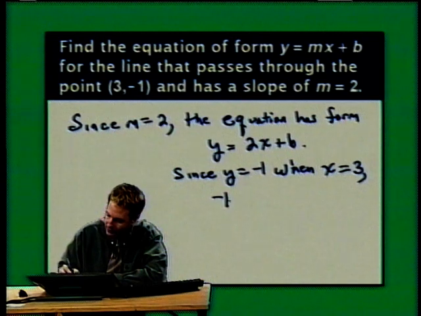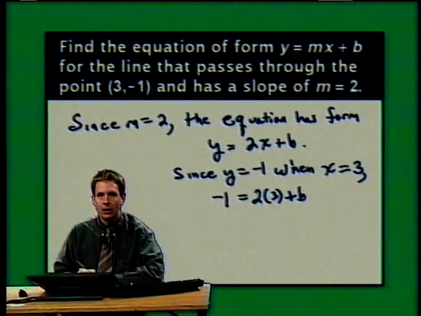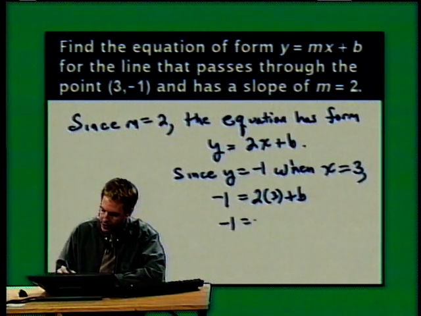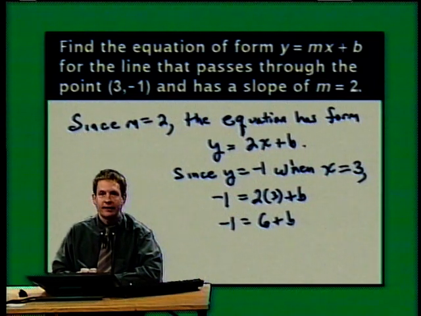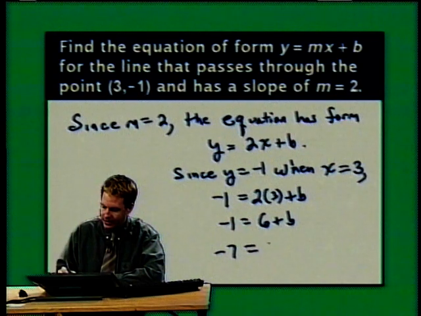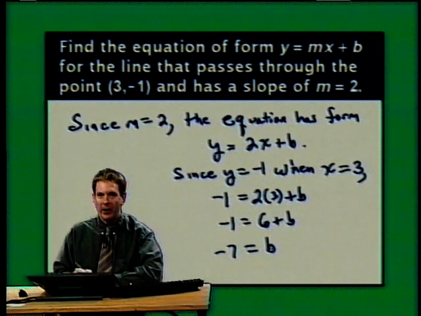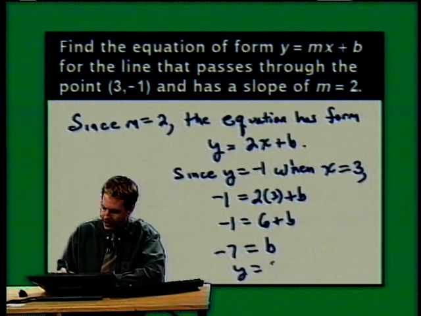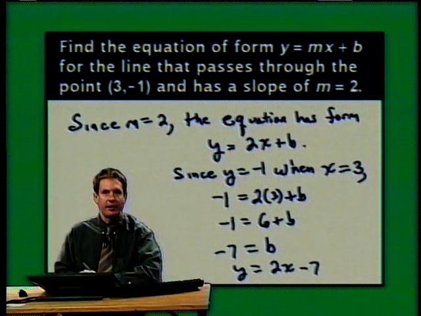So -1 equals 2 times 3 plus b. So -1 equals 6 plus b. And when I subtract 6 from both sides of the equation, I'm left with -7 equals b. Our value of b is -7. It appears that our equation is y equals 2x plus -7, which is 2x minus 7.